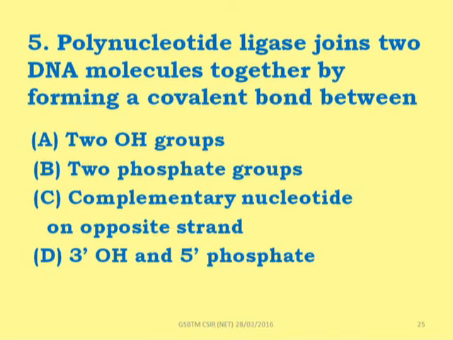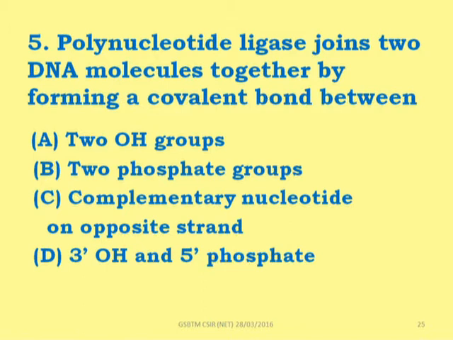Okay, this one is again a straightforward question. Polynucleotide ligase joins two DNA molecules together by forming a covalent bond between... As I said earlier, polynucleotide ligase is an enzyme which can ligate two DNA fragments together. And if you want to join two DNA fragments together, then a phosphodiester bond will be formed only between 3' OH and 5' P. If 3' OH and 5' P are there, then DNA ligase will form a covalent bond between these two and the fragments can be joined.